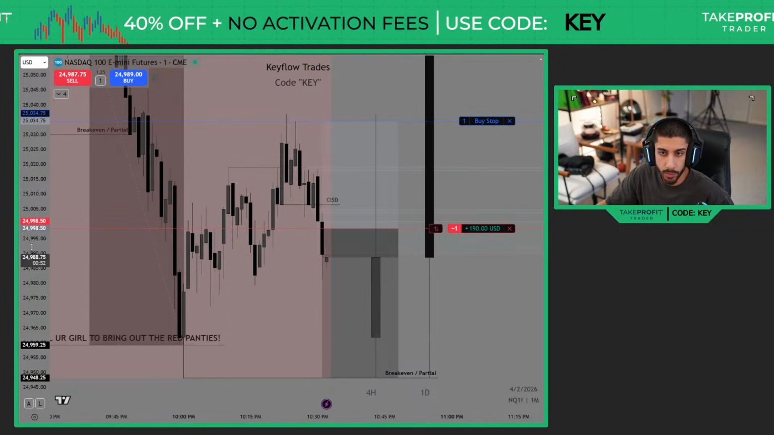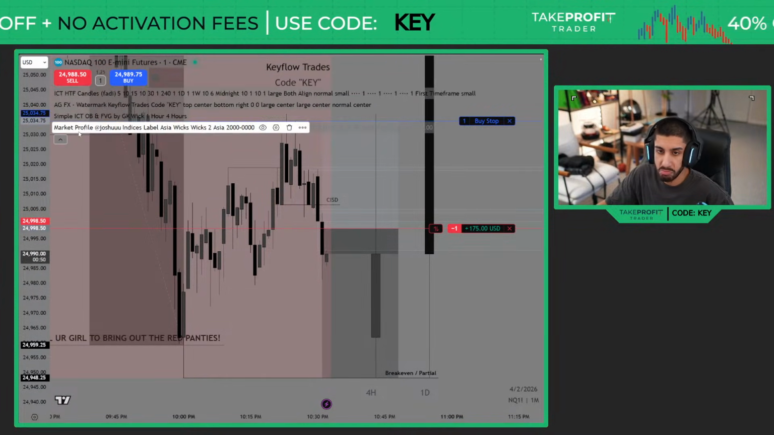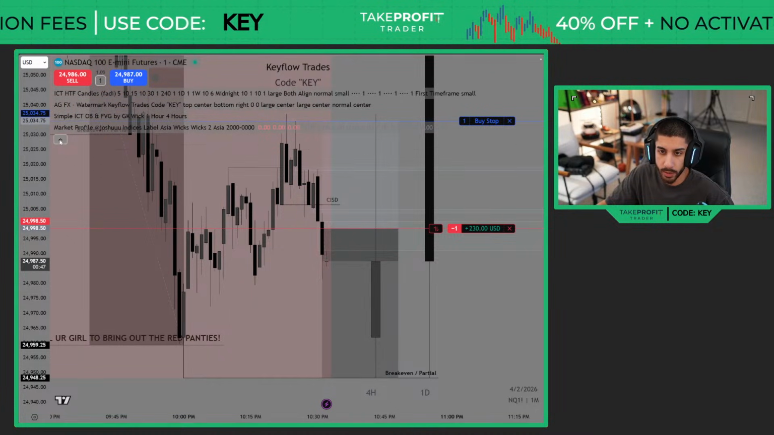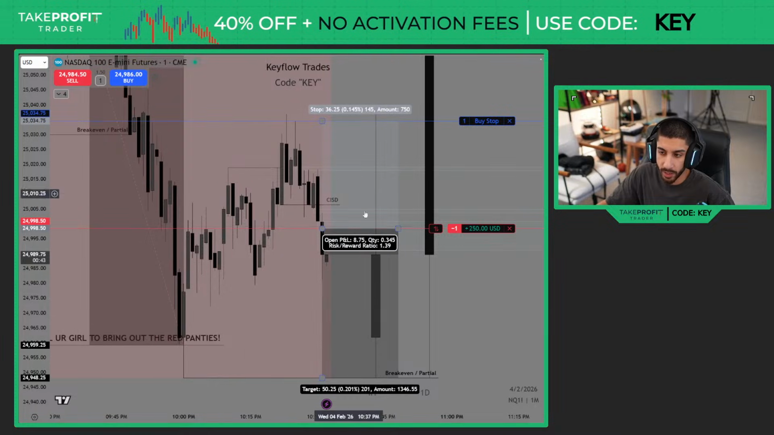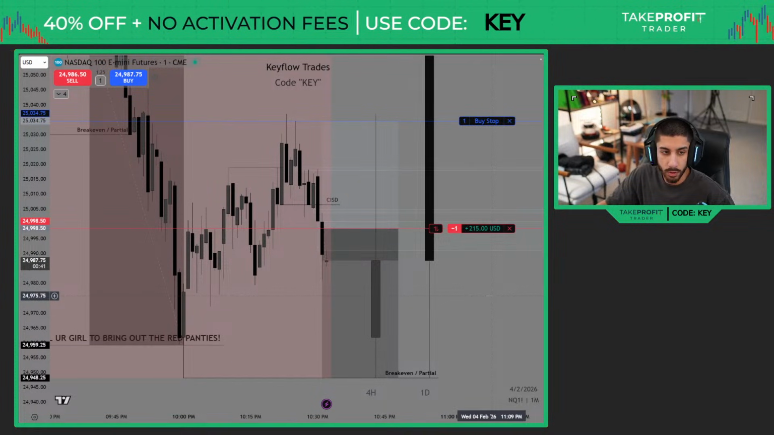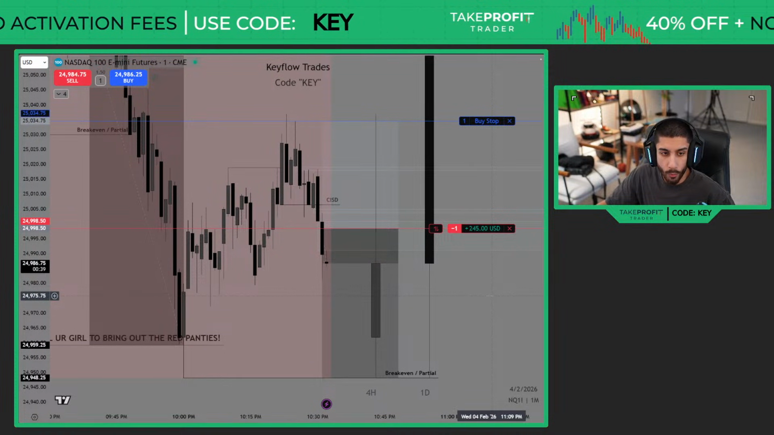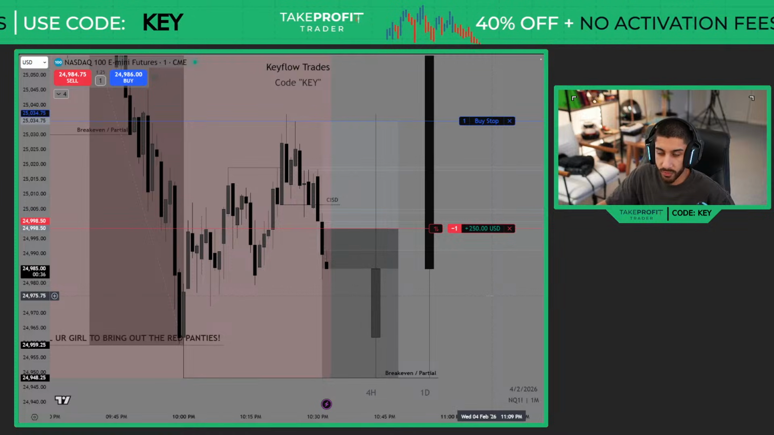Maximum amount of indicators were the best 2. Honestly, market profile and the higher time frame candle one. Those are the best 2, I think. The fair value gaps and stuff you could draw yourself. What was the 4-hour PDRA lines with? 4-hour lines up with a 15-minute.